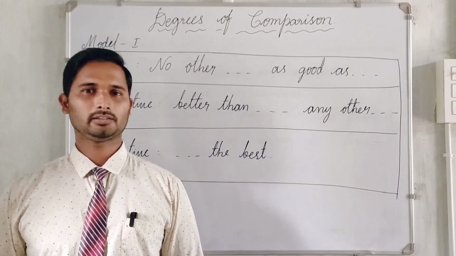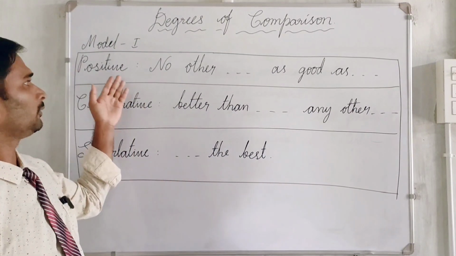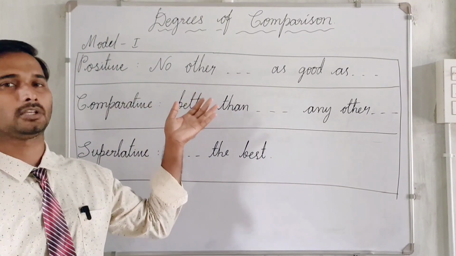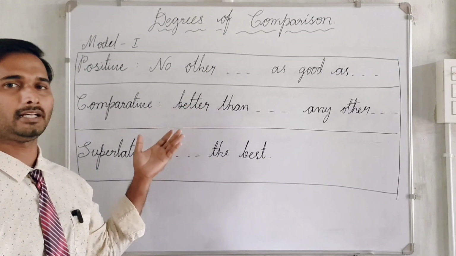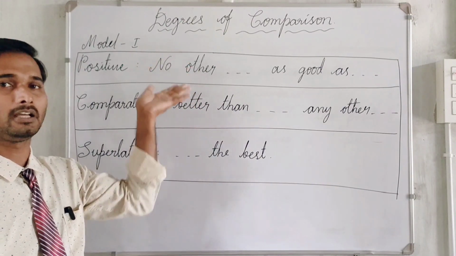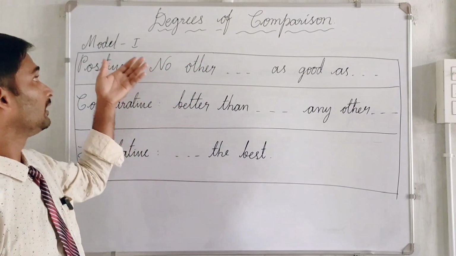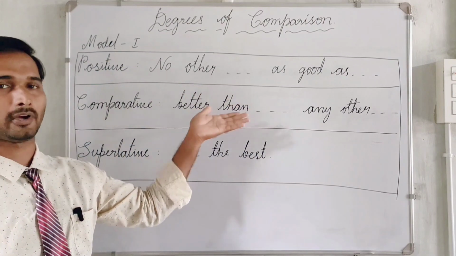There are some models or types in comparison. Here is the first model, positive form. Some keywords we can use to form the comparative and the superlative form. And we can transform the comparative to superlative and superlative to positive and positive to the comparative. Here is the first model and some key points.